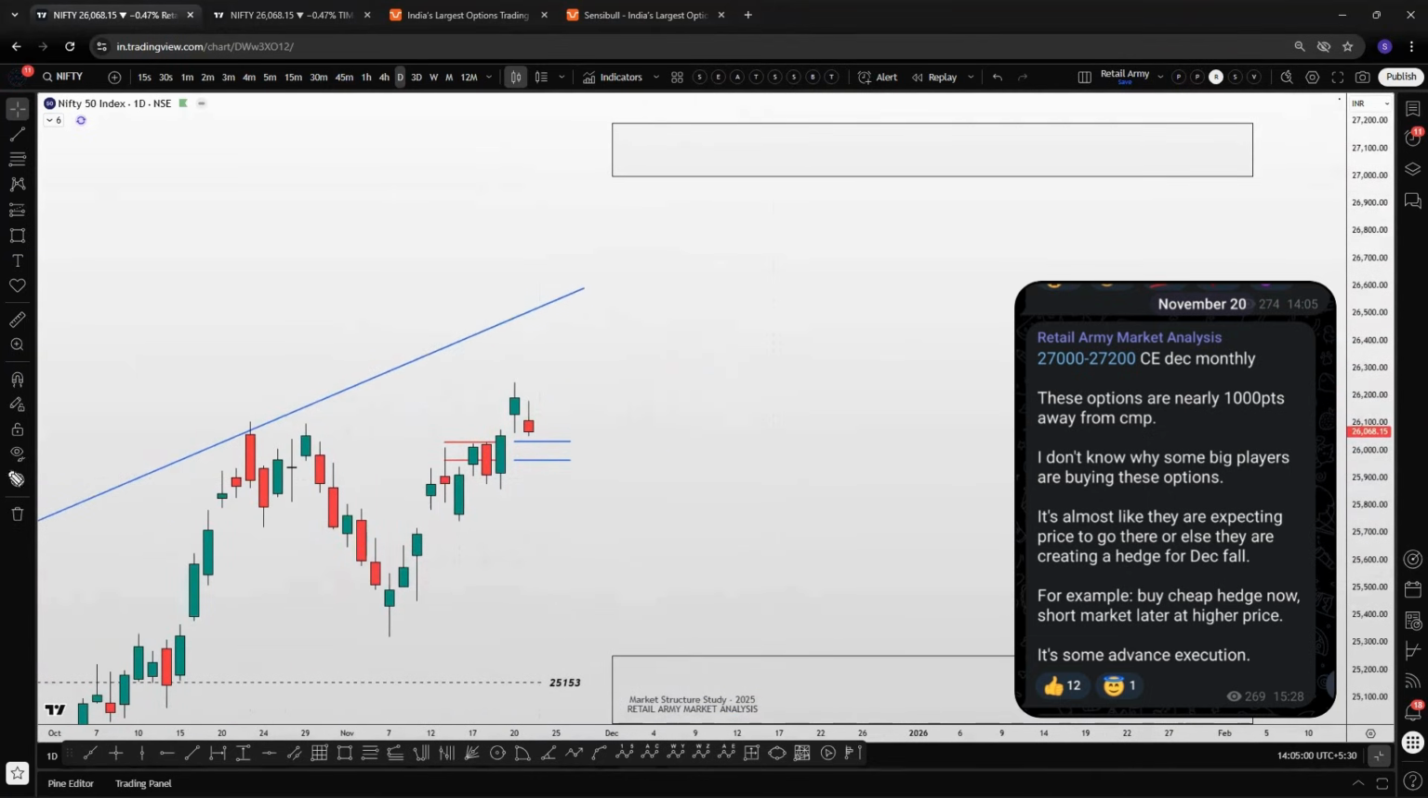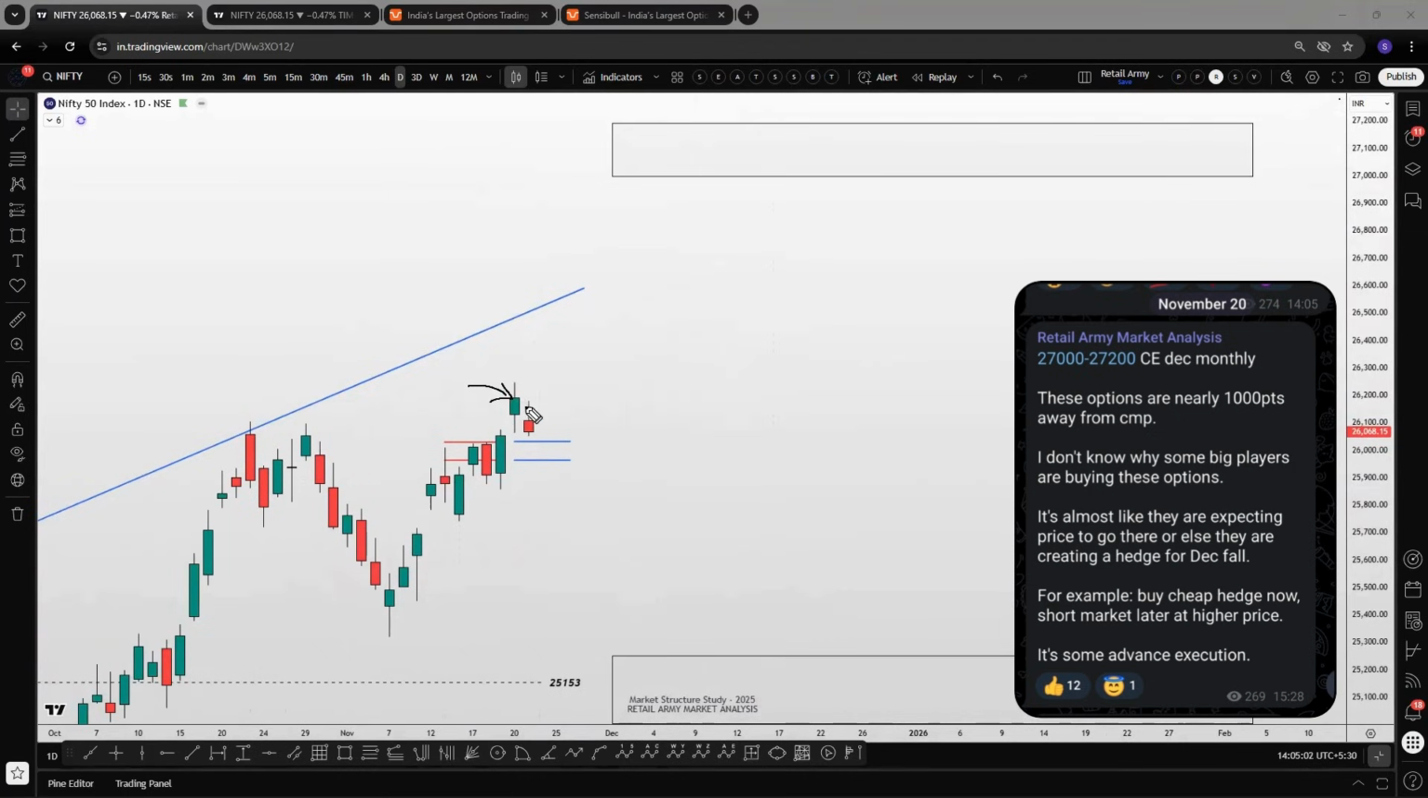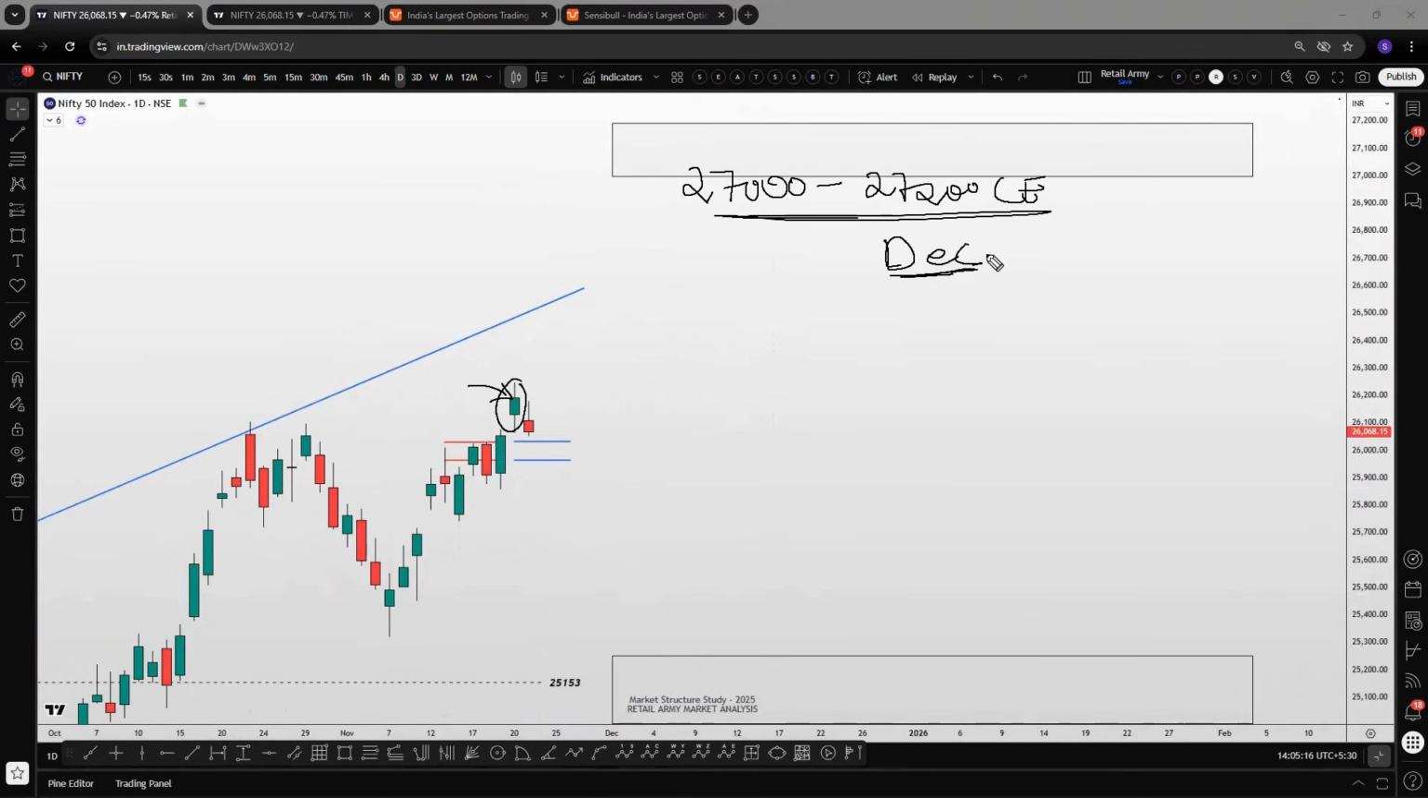On the 20th of November, this is the 20th of November candle, green color candle. What did I see? I saw that 27,000 to 27,200, the call options of December month end, they were aggressively being bought. Buying was happening. Now, I don't know why. We will find out in this video using some OI analysis.